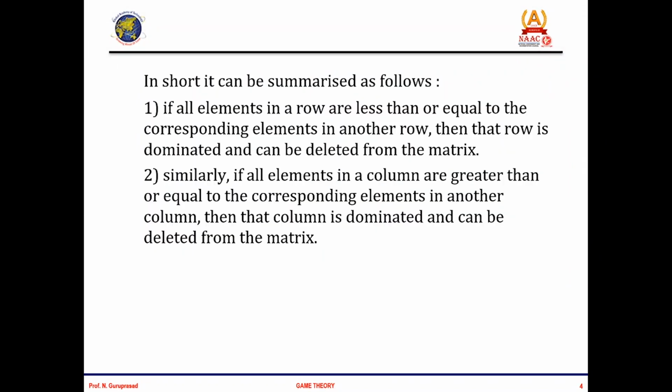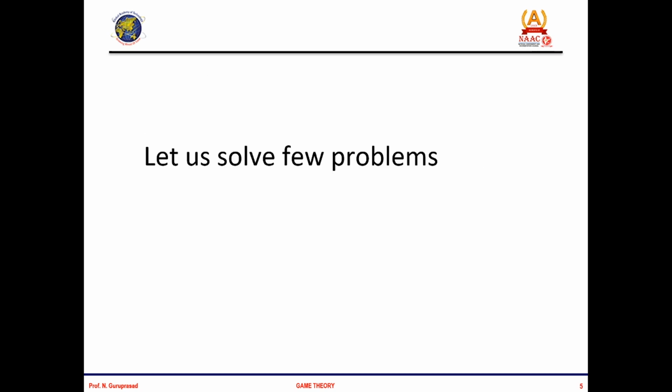If all elements in a row are less than or equal to the corresponding elements in another row, then that row is dominated and it can be deleted from the matrix. Similarly, if all elements in a column are greater than or equal to the corresponding elements in another column, then that column is dominated and it can be deleted from the matrix. Let us straight away solve certain problems and then try to understand how this principle of dominance actually works.